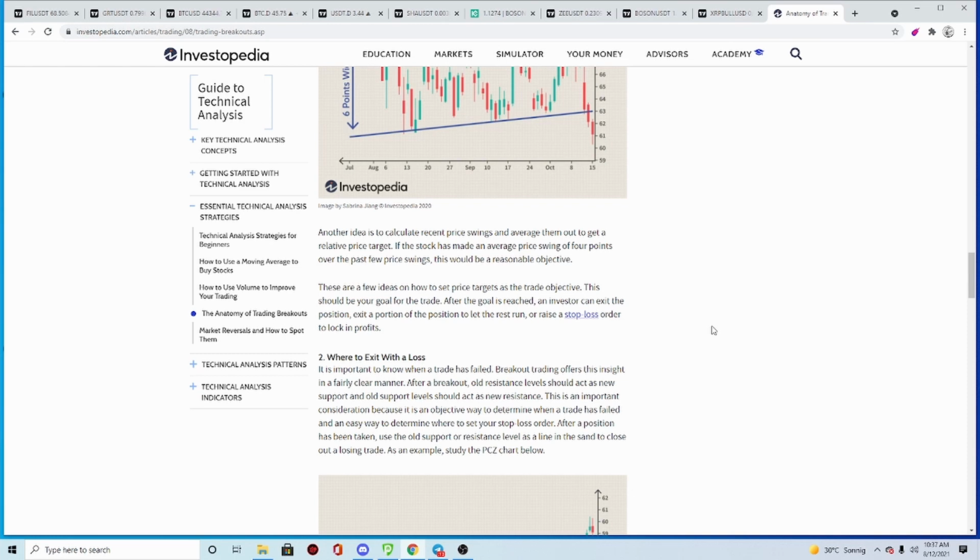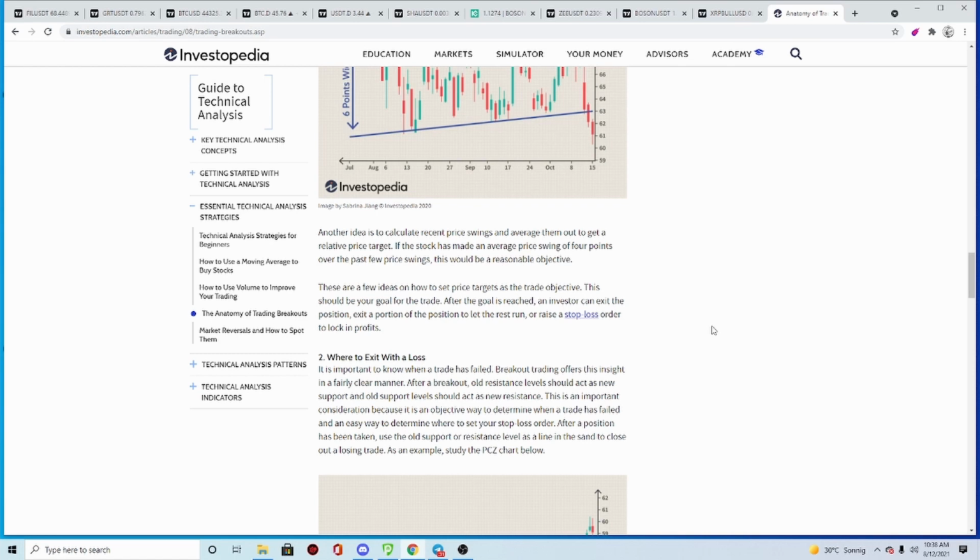If the asset has made an average price swing of 4 points over the past few price swings, this would be a reasonable objective. Now, these are a few ideas on how to set price targets on the trade objective. This should be your goal for the trade. After the goal is reached, you, as the investor, can exit the position, exit a portion of the position to let the rest run, or raise your stop loss order and lock in profits.